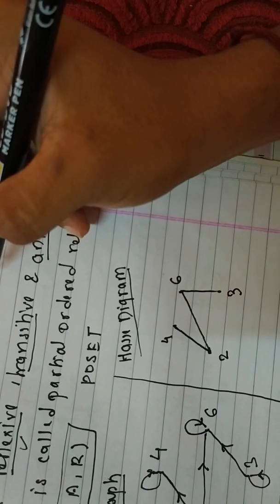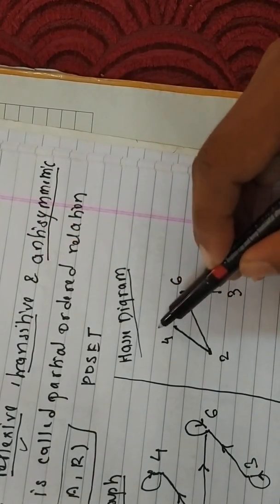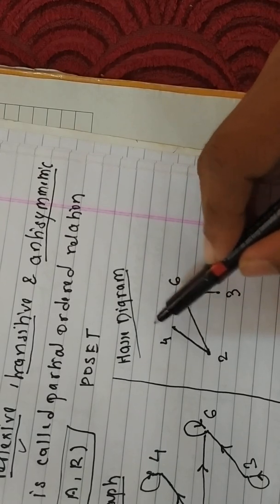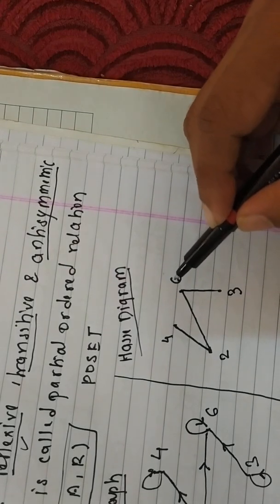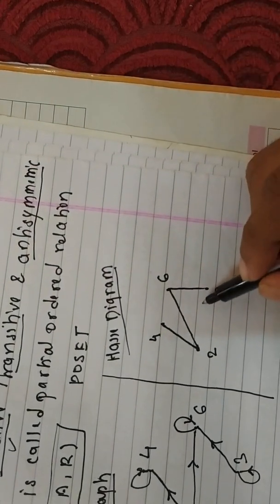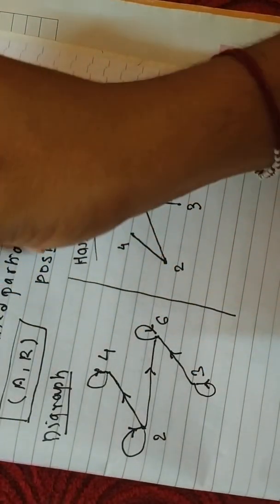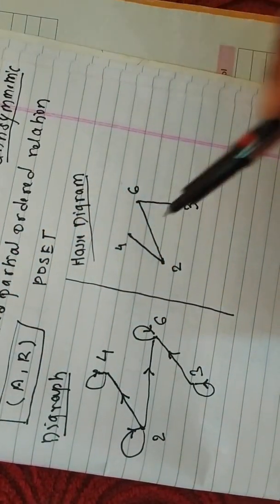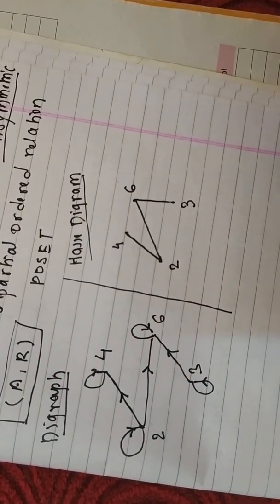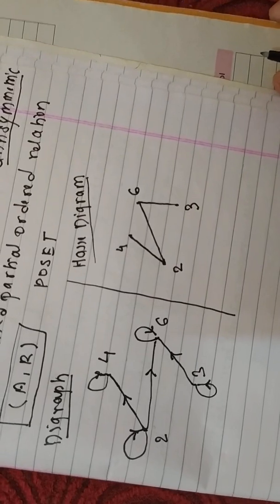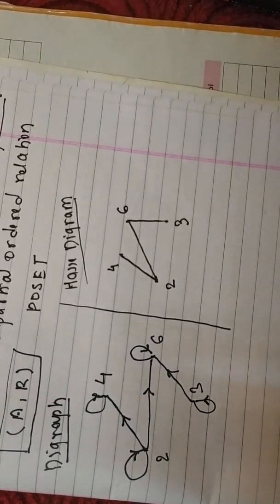Then 4 4 is mentioned, which is actually a loop in the digraph. In a Hasse diagram we are not drawing loops. And 6 6 is also there, so no need to draw a loop. So this is the Hasse diagram for this R, and that is the digraph for this R. So you get the difference between a Hasse diagram and a digraph. You have to remember the rules whenever you draw a Hasse diagram. Fine.